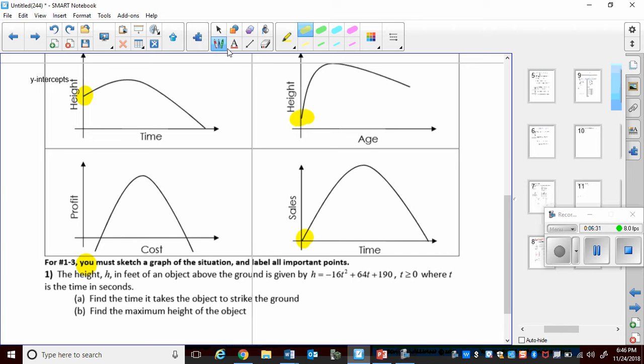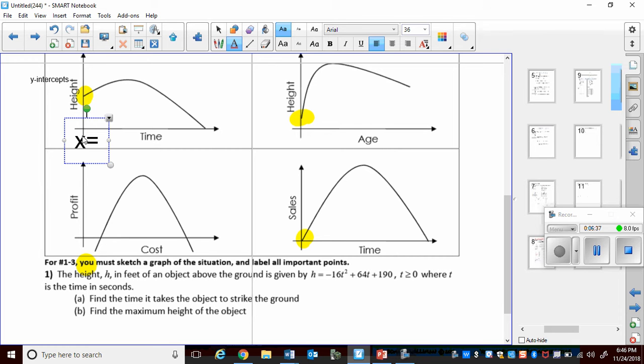So I'm going to go back through and type that information in. x equals 0. Right here, x equals 0. It's an important place.